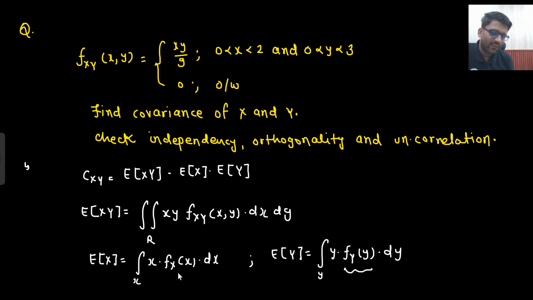You would require fy of y and fx of x, the marginal PDF of random variable x and the marginal PDF of random variable y. You know how to find these, then you can integrate. You already have this and you know how to integrate over a surface as well. So do everything on your own.